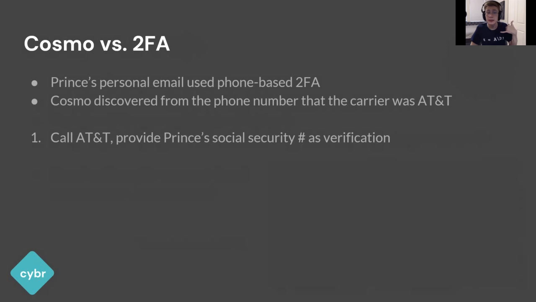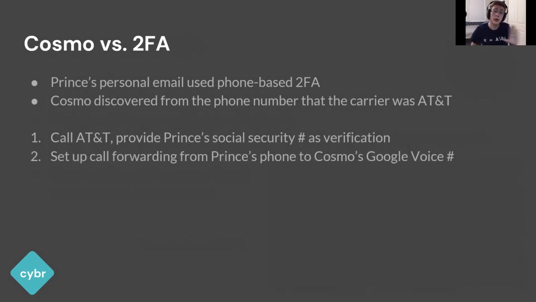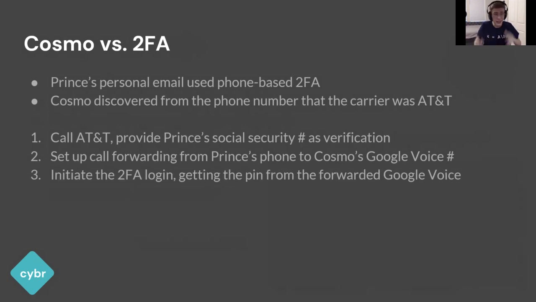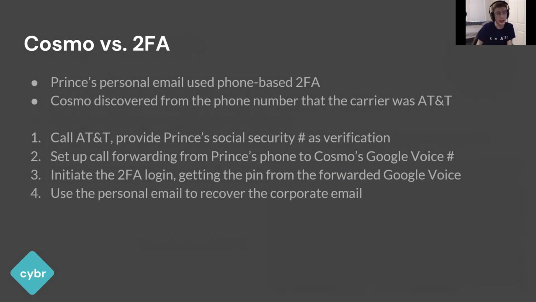He called AT&T, provided his social security number as verification, like, hi, I'm Matthew Prince. I'd like to perform some changes to my account. On the call, he set up call forwarding from Prince's phone to Cosmo's personal Google Voice number. So any call that comes to Prince's phone goes to Google Voice instead. Then Cosmo initiated the 2-factor authentication login for Matthew's personal Google account. And the PIN was sent to Cosmo's own Google Voice. Then he used the personal email to recover the corporate email.